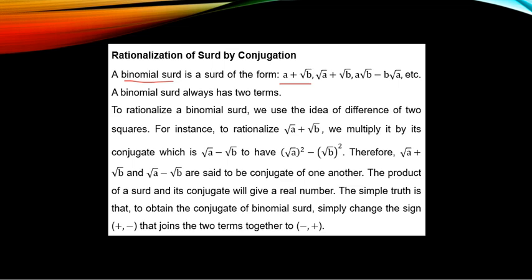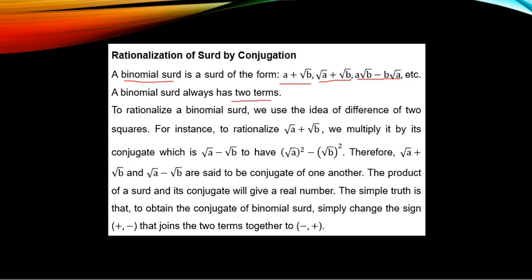Another one is root a plus root b. It's a binomial surd. You have root a minus root b. So all these expressions are referred to as binomial surds. Two-term expressions are binomial expressions. Now that it contains a surd, it becomes a binomial surd. A binomial surd always has two terms.